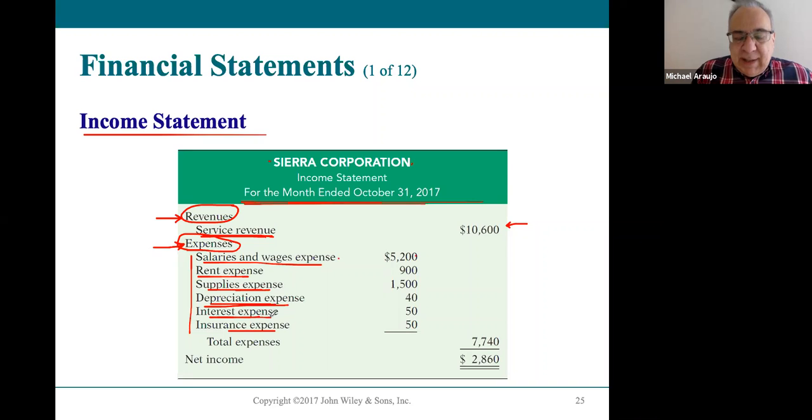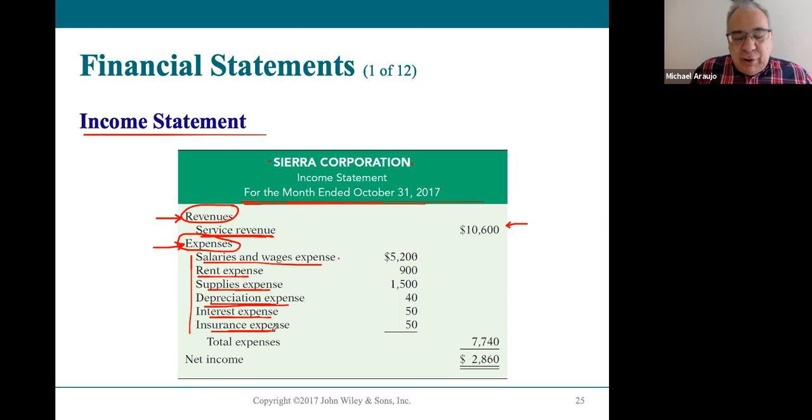Interest expense is simply, if a company has a loan, and a lot of companies have loans, the interest they pay on a loan is the cost of the loan. And so they can expense the cost of the loan. They can't expense the loan, they can expense the cost of the loan, which is an interest expense.